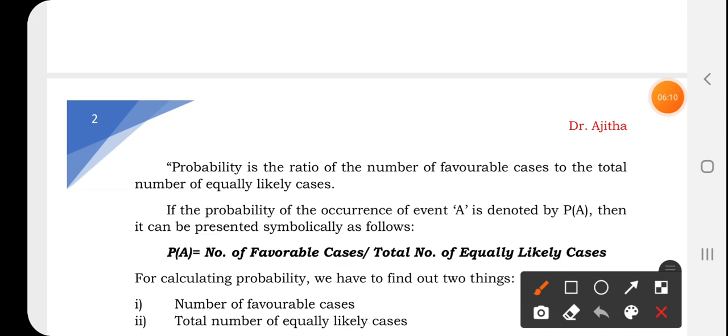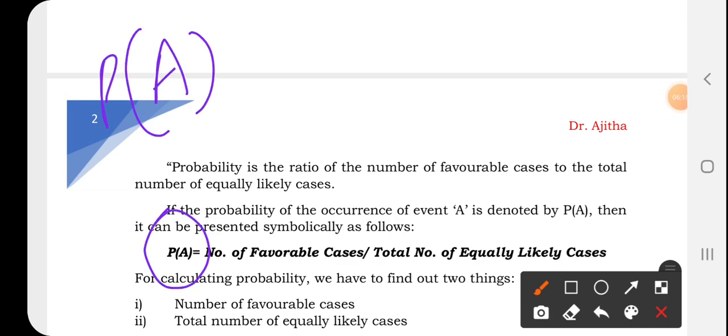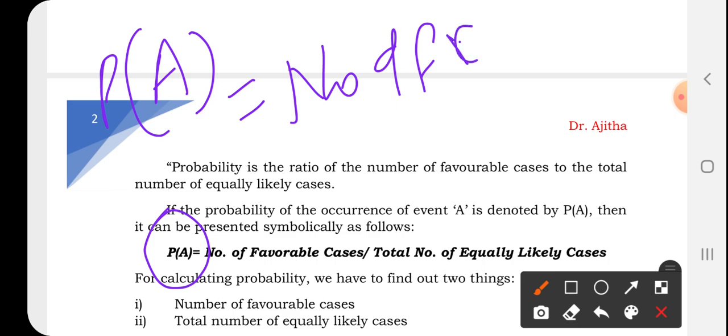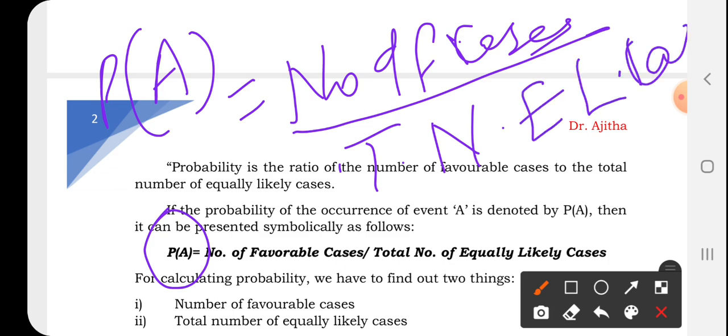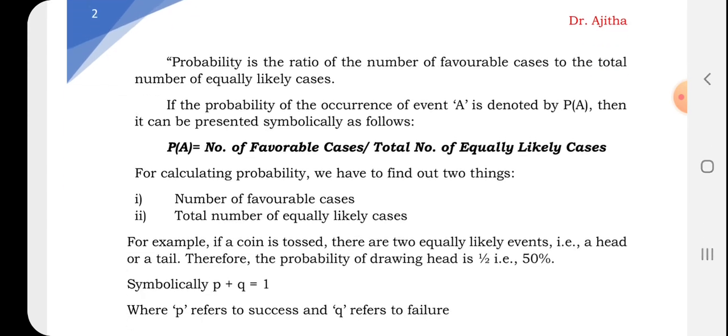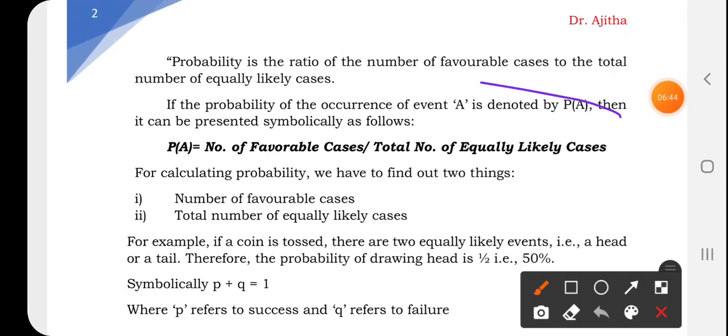P(A) refers to the probability of occurrence of event A. You can keep any letter, if you want: A, B, C, X, Y, Z. It depends on your interest, your taste. P(A) is equal to the number of favorable cases divided by the total number of equally likely cases. I have written the formula here. You can see this is the formula.